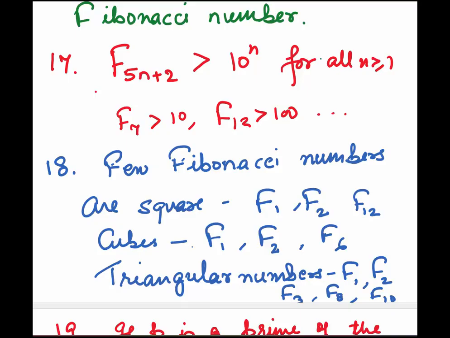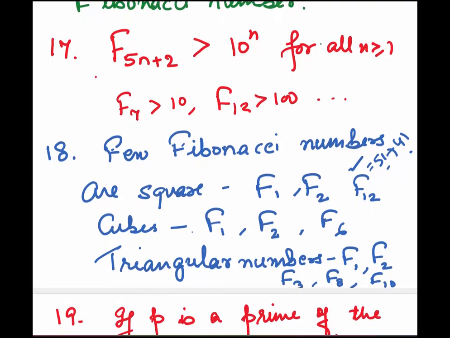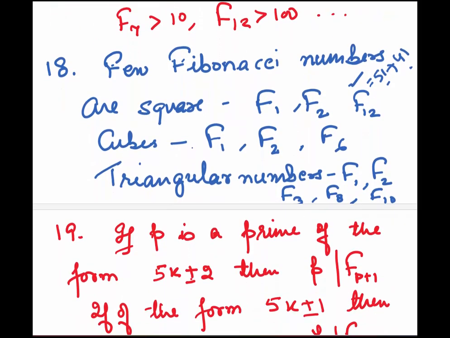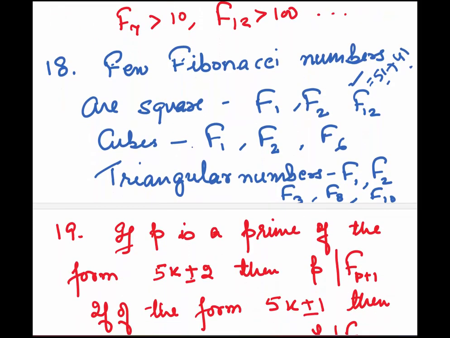Next, few Fibonacci numbers are squares like f1 which is 1, f2 which is 1, and f12 which is 144. Now, this Fibonacci number has a beautiful property. You can always write it as a sum of 2 factorials: 5 factorial plus 4 factorial. Some of them are cubes like f1, f2 and f6. Some of them, in fact only 5, are triangular numbers like f1, f2, f3, f8 and f10.